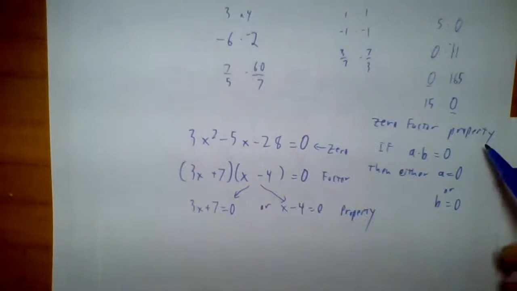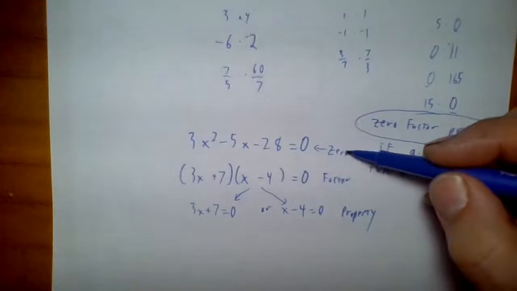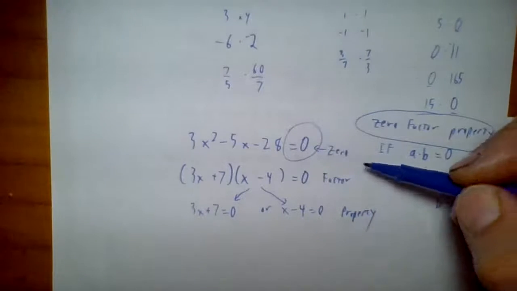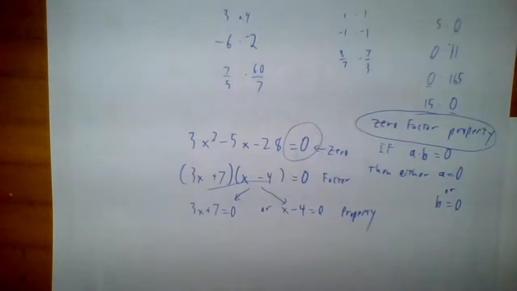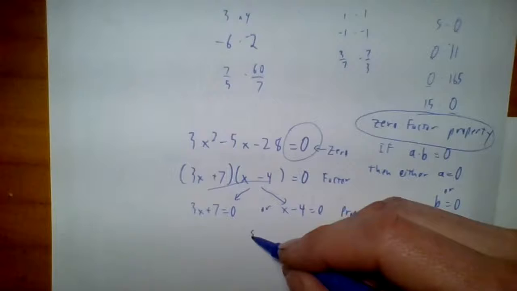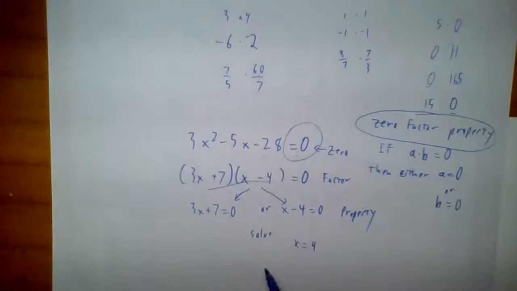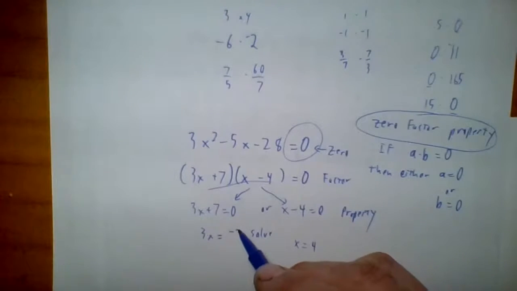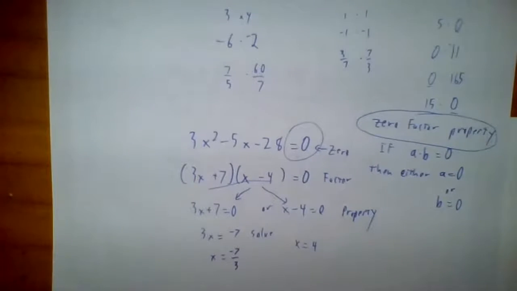Now notice the name of this thing, the zero factor property, is also really the steps that you have to go through. I have to get it written with a 0 in there, and then I have to factor the thing, and then the property is what splits it off. And I can solve from there. If x minus 4 is 0, then x equals 4. And if 3x plus 7 is 0, then 3x is negative 7. So x is negative 7 divided by 3. That's kind of doing normal algebra on it from there.